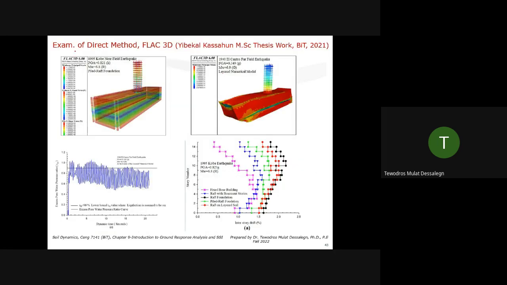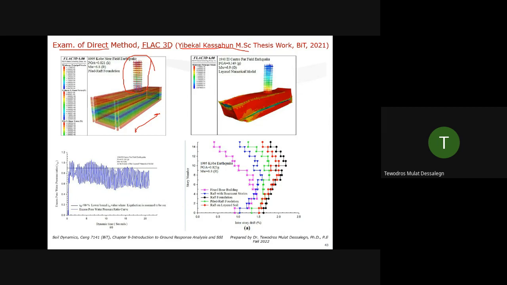An example of direct method is Yubek Alcazar's thesis work. He used FLAC 3D, and that's what he did, using direct method. So he has a limitation on how big the model can be, and it's time taking. As the model size increases, it's very time taking. He has a limitation on how much detail he can go into in the structure. FLAC at least has a capability. When I knew FLAC, it didn't have structural elements.